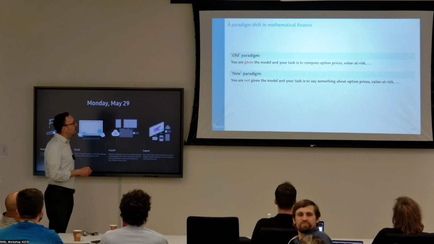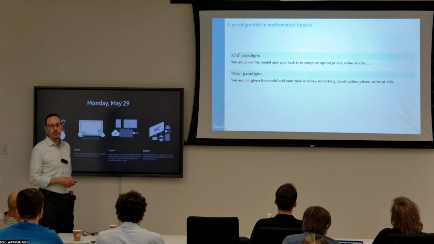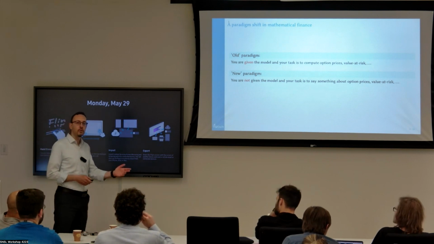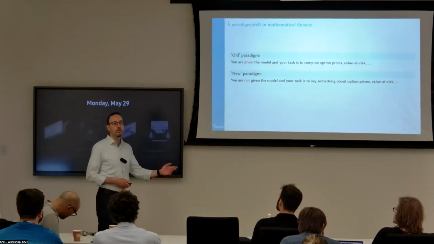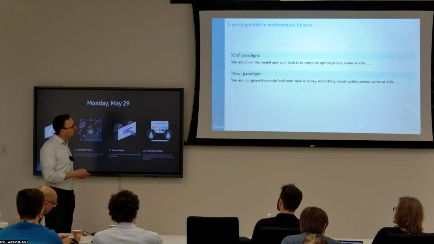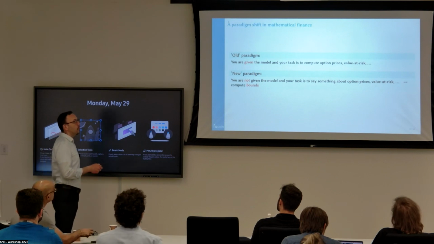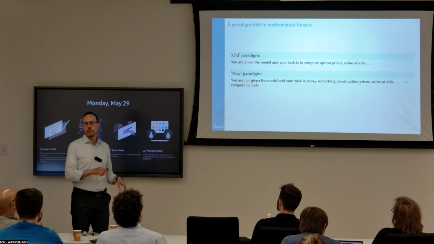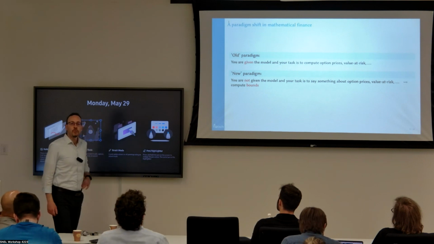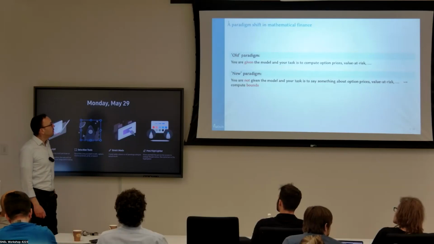The new paradigm is that you are not given the model, but still you have to say something about the quantities as before. So you don't know the model, but then you need to say something about option prices, something about risk measures, something about hedging strategies, and so on. Okay, and then of course, what do you do if you don't know the model? Well, the easiest solution is you want to compute bounds. Okay, so this is somehow the flavor of this talk. So we assume that we don't know the model and we want to compute bounds for certain quantities, in particular option prices.